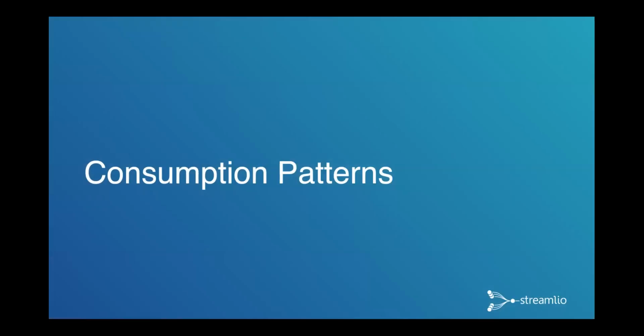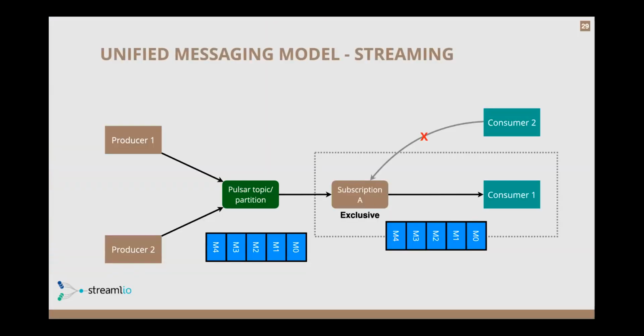So let's look at some of the consumption patterns now that we've put the data in, the ways that we get data out of Apache Pulsar. I mentioned earlier it's a unified streaming and queuing system, and this is something that current legacy messaging systems such as Kafka do not support: queuing. They typically support the messaging model known as streaming, where you have a single consumer reading off the topic at a time, and that way you ensure that the ordering of the messages stays the same.